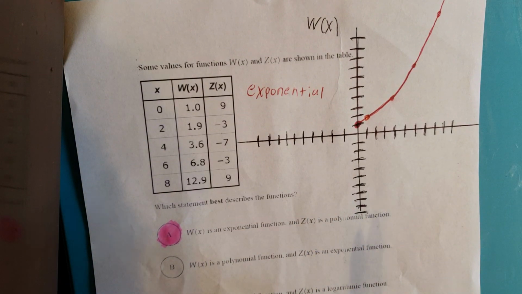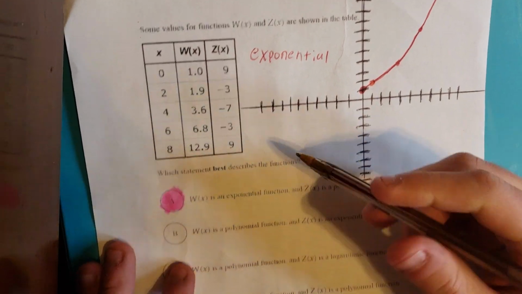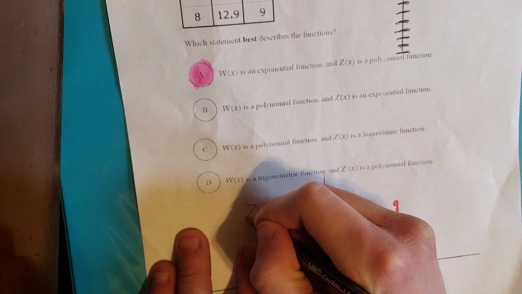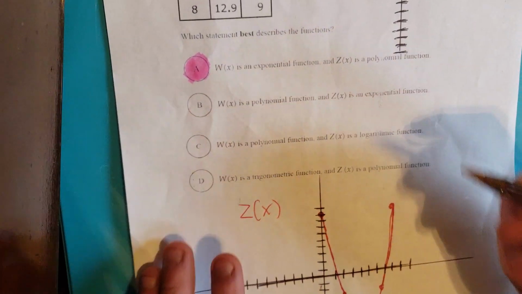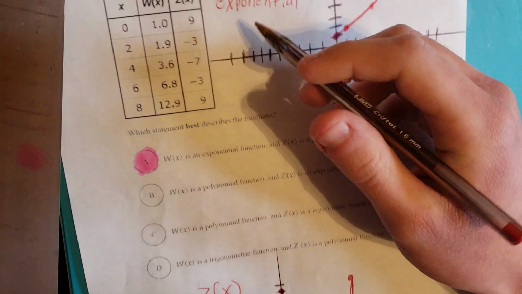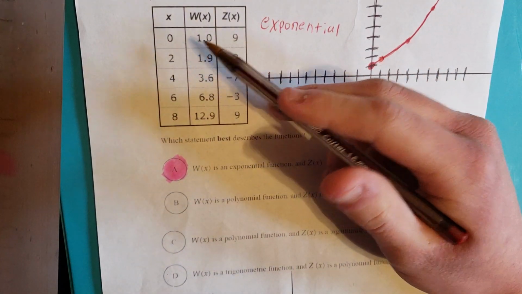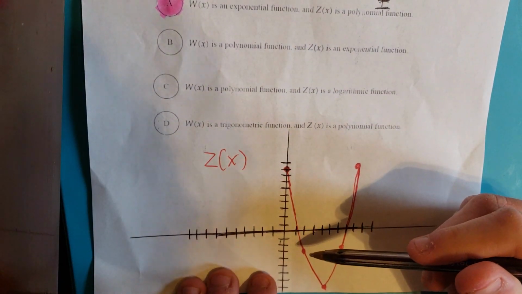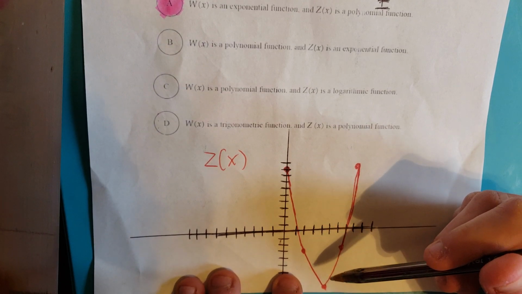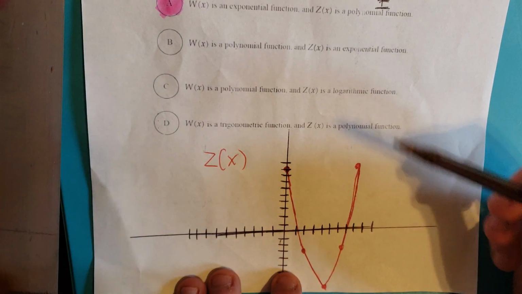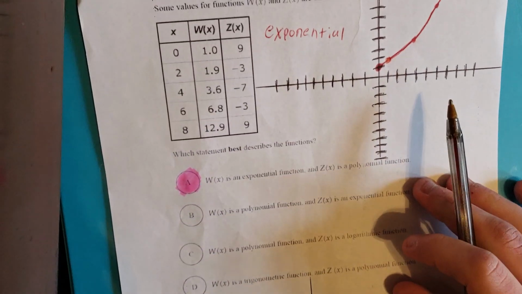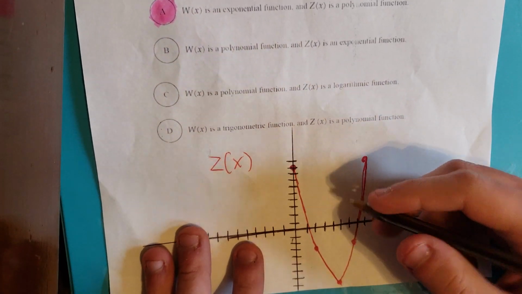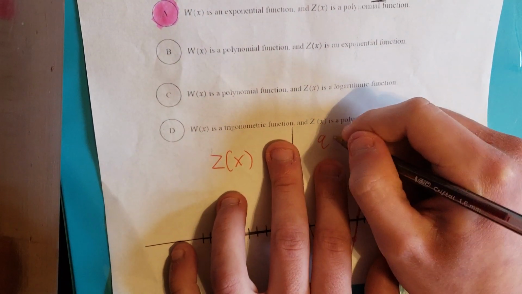Let's see. Then for, I didn't mark z of x. This graph down here is z of x. If you were to look at the graph, we have 0 and 9, as is shown here, 2 and negative 3, 4 and negative 7, 6, negative 3, and again 8 and 9. So we graphed that, and this is a quadratic function. Quadratic.